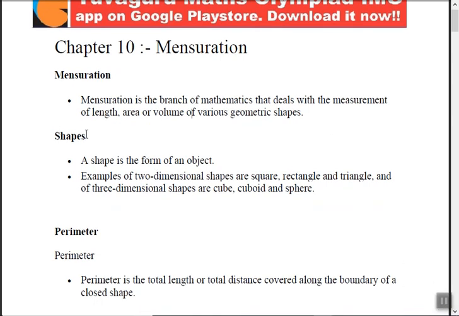Then what is a shape? What do you mean by shape? Shape is a form of an object. For example, two-dimensional shapes, three-dimensional shapes, like that. Two dimensions means square, rectangle, etc. Three dimensions means cube, cuboid, sphere, etc.